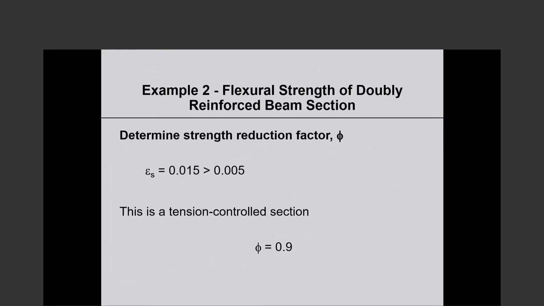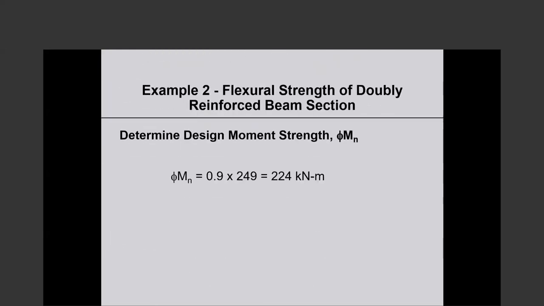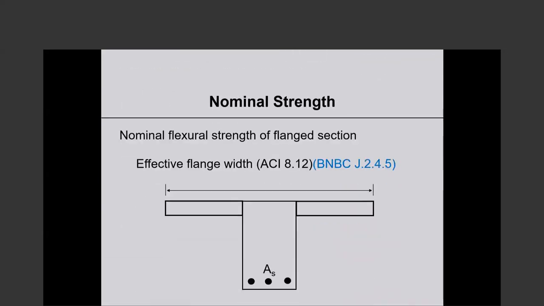Okay, the strain in the tension reinforcement is 0.015, which is way over the yield strain. So it's a tension-controlled section, making phi equal to 0.9. So for a nominal strength of 249 kilonewton meters, we have a design strength of 90% of that, which is 224 kilonewton meters.